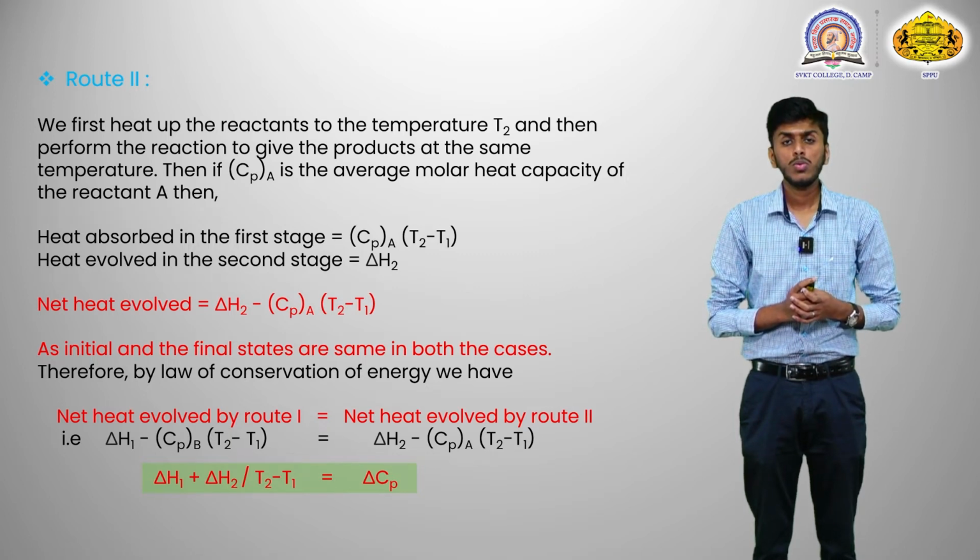As from route 1 and route 2 we get that the initial and final states in both the cases are the same. Therefore, by the law of conservation of energy, we have net heat evolved by route 1 equal to net heat evolved by route 2. Now by comparing the equations, that is delta H1 minus CPB into (T2 minus T1) equals delta H2 minus CPA into (T2 minus T1). By rearranging this equation and calculating delta CP, we will get delta CP equal to (delta H2 minus delta H1) divided by (T2 minus T1).